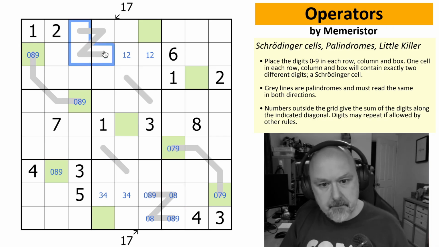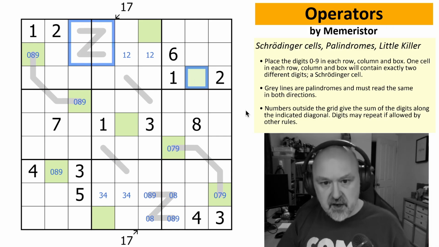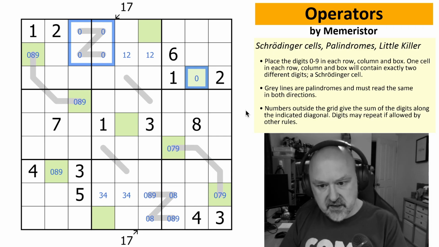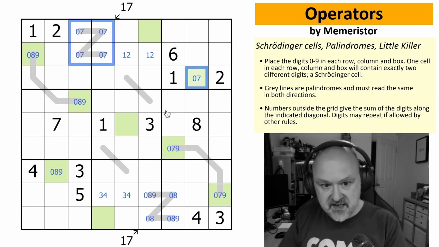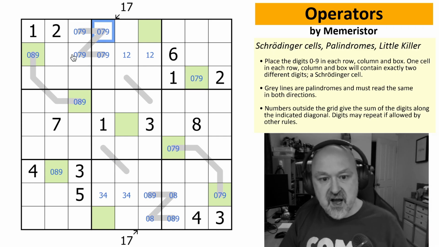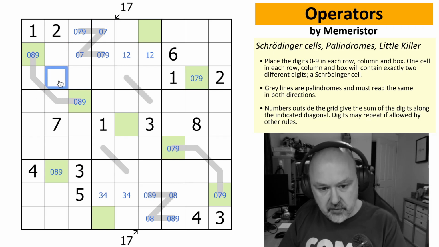What about up here? Those can be 0, can't be 1, can't be 2, can't be 3, can't be 4, can't be 5, can't be 6, can be 7, can't be 8, can be 9. So there's 0, 7, 9, and I've got the same trick there. They can't be 9s because this is a 17 total. Two 9s is 18, and I've already blown the total. These are 7s.